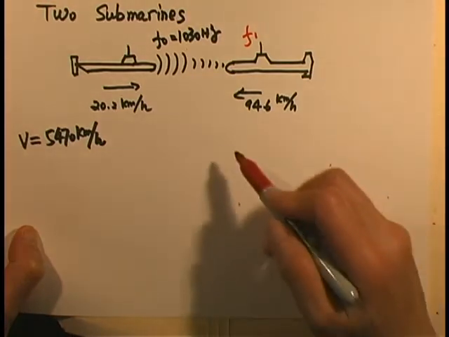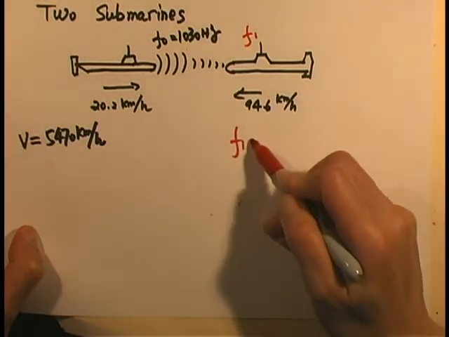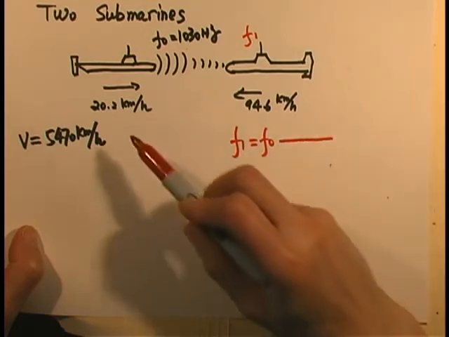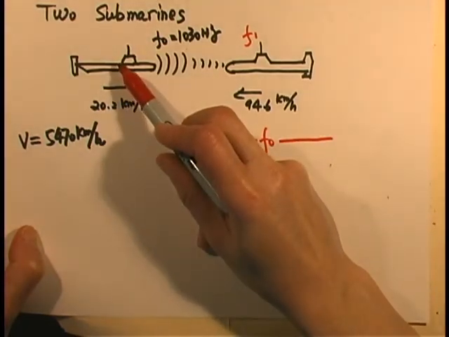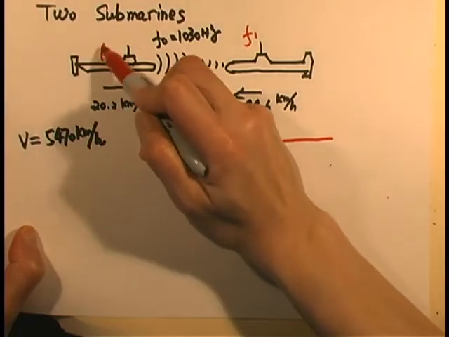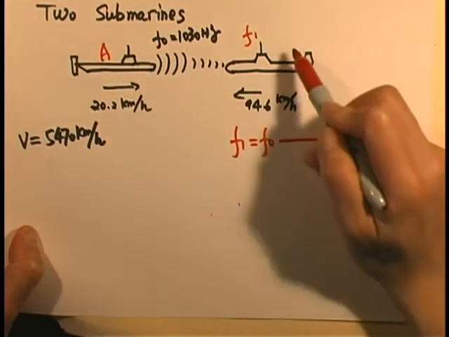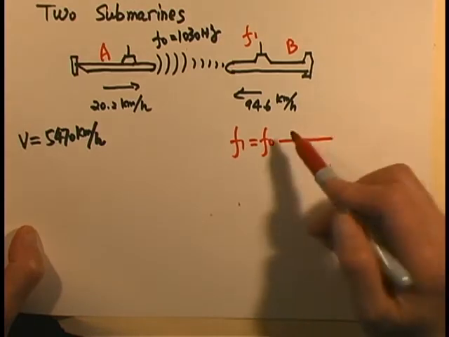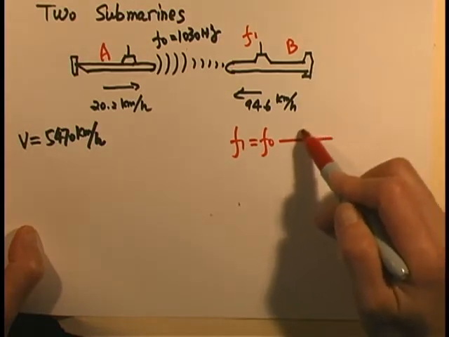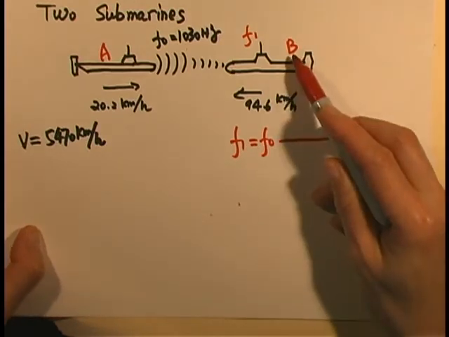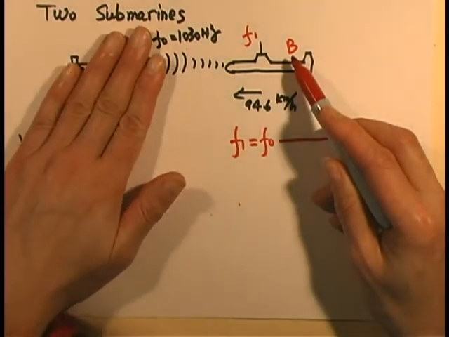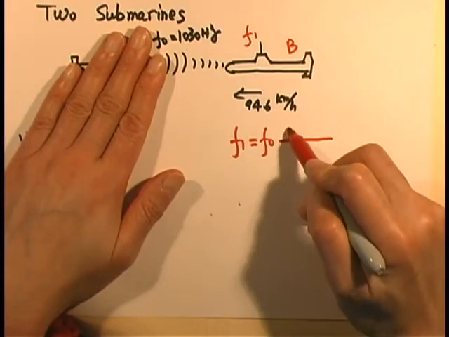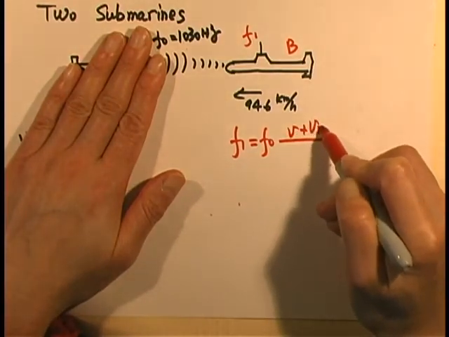So let's take a look at the situation. f1 is based on f0, and right now the submarine on the left, let's name it A, is the source, and B is the observer. So the numerator is for the observer. If you think about the observer, then you assume the source does not move. So right now the observer moved towards the source. So that is V plus V of B.